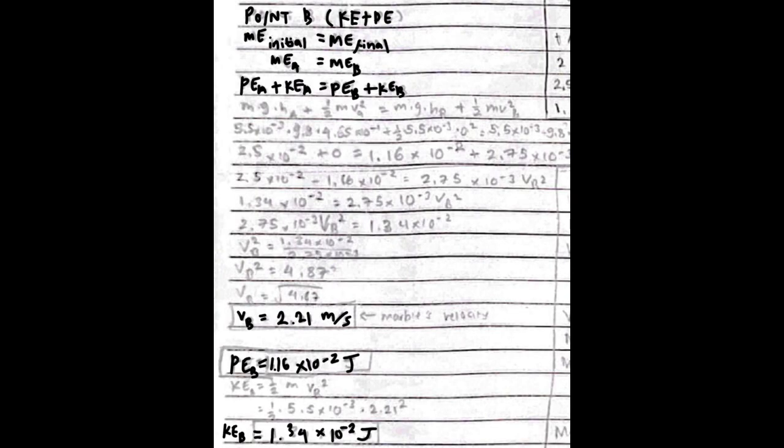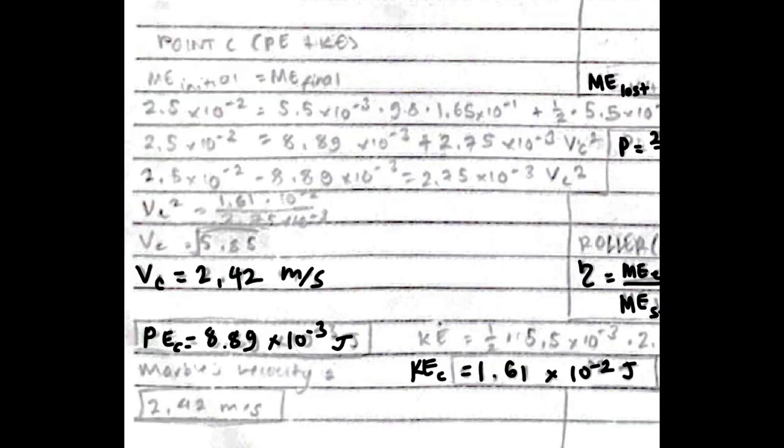The next set of calculations, which is the calculations for point B, works directly according to the law of conservation of energy because it assumes that the total energy remains constant and it finds the velocity based on that. According to that, the kinetic energy at point B is 1.34 times 10 to the power of negative 2 joules, the potential energy is 1.16 times 10 to the power of negative 2 joules, and the marble's velocity is 2.21 meters per second. Building off of that idea, we find that the kinetic energy at point C is 1.61 times 10 to the power of negative 2 joules, the potential energy is 8.89 times 10 to the power of negative 3 joules, and the marble's velocity is 2.42 meters per second.